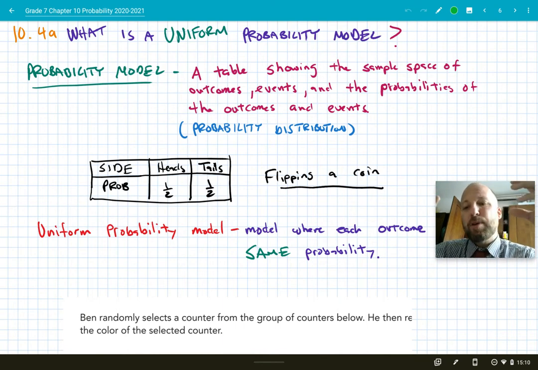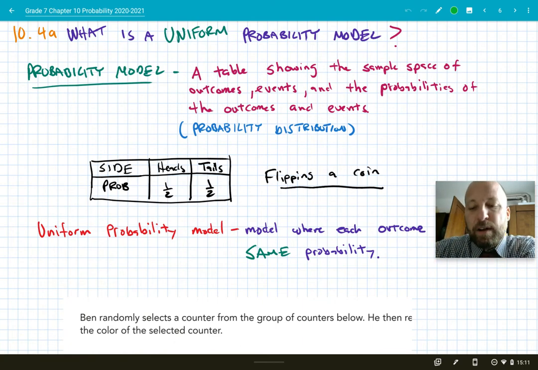Now we want to create probability models. This is going to be our last topic of the year. A probability model is a table or something similar showing the sample space of outcomes, events, and probabilities of those outcomes and events. We call this a probability distribution. Distribution means how that probability is distributed among all of the different possible outcomes of these events.